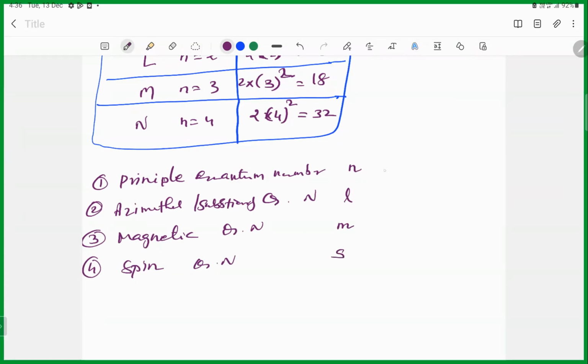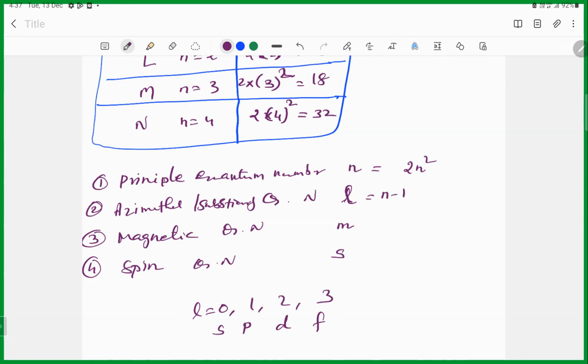The principal quantum number tells about the energy. Here you can calculate how many electrons are present in a particular shell by using the 2n squared formula. The azimuthal or subsidiary quantum number tells how many orbitals are present, which you can calculate by using the n minus 1 rule. When the l value is 0, 1, 2, 3, it tells s orbital, p orbital, d orbital, f orbital.